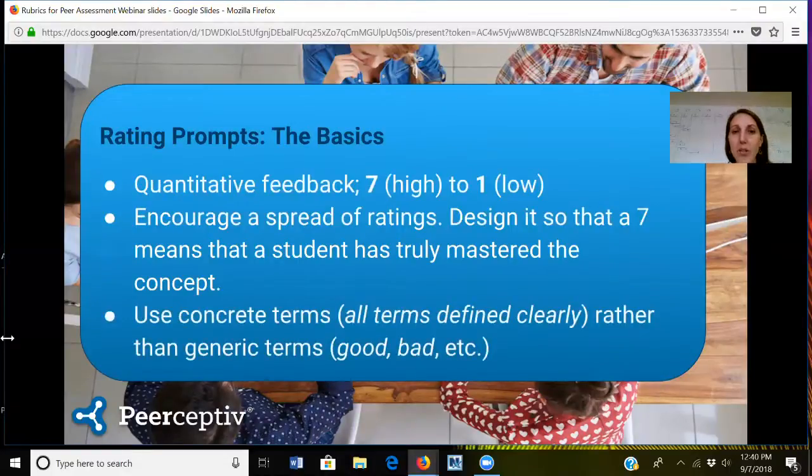And you want to use concrete terms, all terms defined clearly, rather than generic terms, good, bad, etc. Concrete terms will be easier for the students to understand. Remember, some students may have never used a rubric before, and generic terms like good and bad are very qualitative. So what you may say is good, I might say is bad or average, but if you make those terms very concrete, the ratings will be more accurate, more valid, and the students will be happier because they'll know what you want and what you're looking for in the rubric and in their assessment.